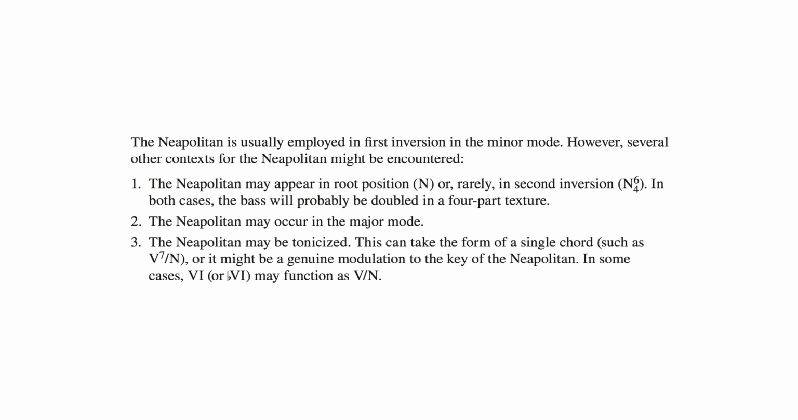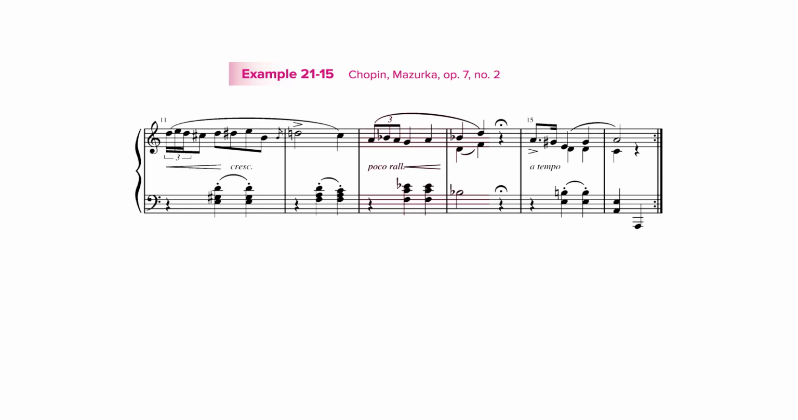There are also some unusual usages. For example, the Neapolitan may appear in root position. This is unusual but not impossible, or rarely in second inversion, but this is really rare. And the Neapolitan may occur in the major mode, which is also unusual but not impossible, and the Neapolitan may be tonicized. Let's listen to this excerpt.